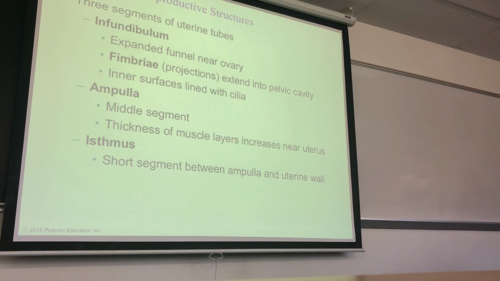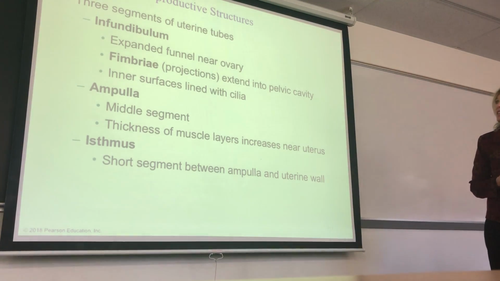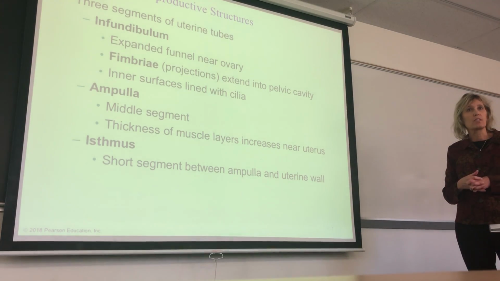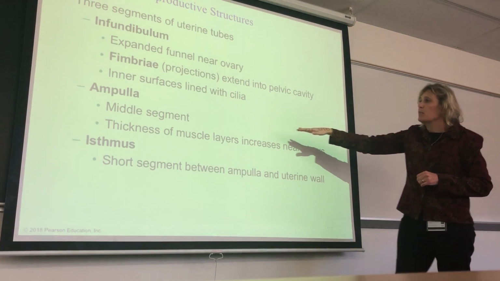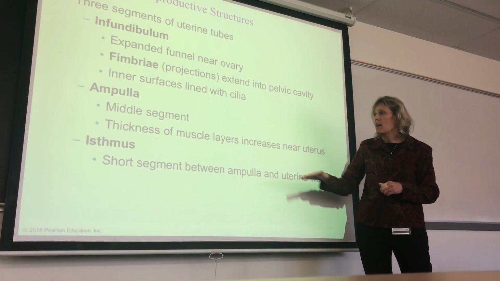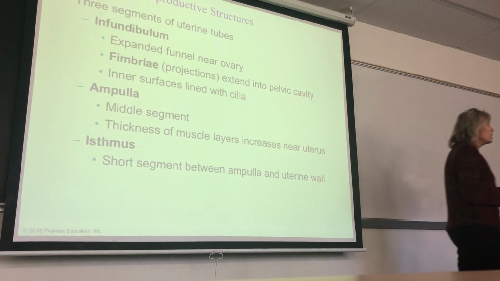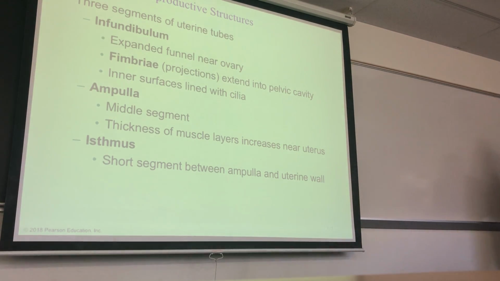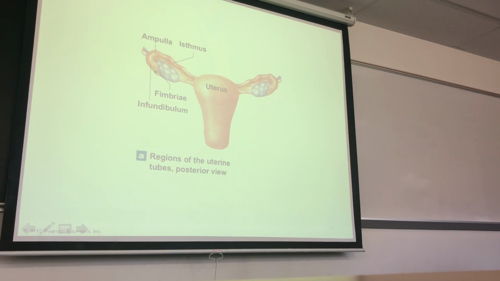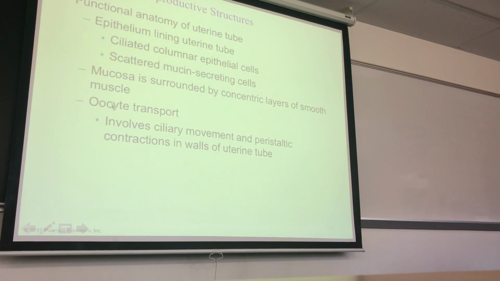Before we do that, here's the three different segments of the uterine tubes. The infundibulum is the expanded funnel near the ovary. That's going to branch out into those little fimbriae, those little finger-like projections. The ampulla is the middle segment, and the isthmus is the shorter segment between the ampulla and the uterine wall. Here you can see the infundibulum right here where it widens out, and there's the ampulla, and then there's the isthmus. All of these are going to be on your lab exam. You just have to be able to identify those on a picture.